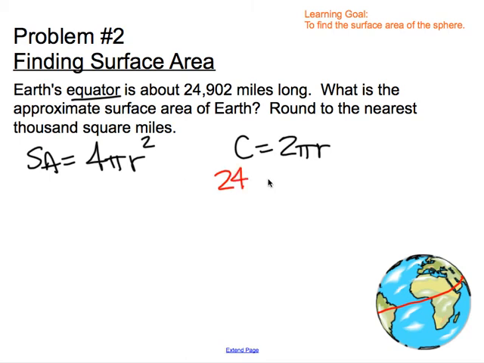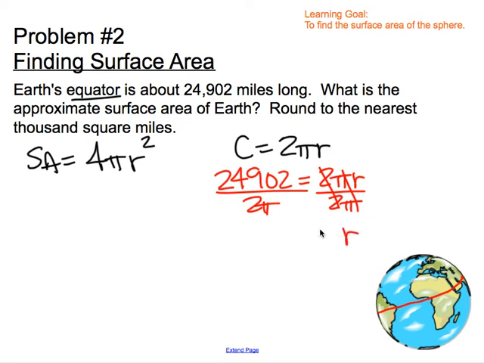So we have 24,902 equals 2 times pi times the radius. So we're going to divide both sides of this equation by 2 pi. That cancels the 2's, cancels the pi. And we find that r is about 3,963 miles.